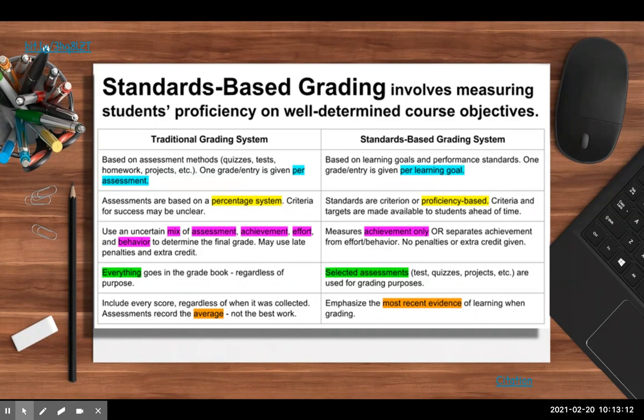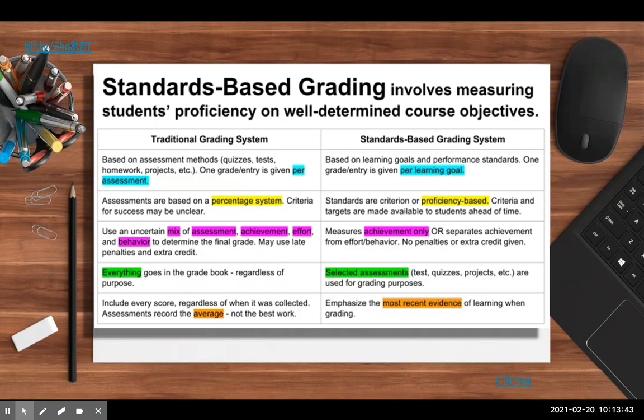Traditional settings, you're going to use an uncertain mix of assessment, achievement, effort, and behavior for the grade. So you're looking at assessments, work completion, homework, how much effort they put into it. Are they turning these assignments in on time? And their behavior, okay? If you're looking at standards-based grading, you're looking at achievement only. All right, everything goes in the grade book with a traditional setting.